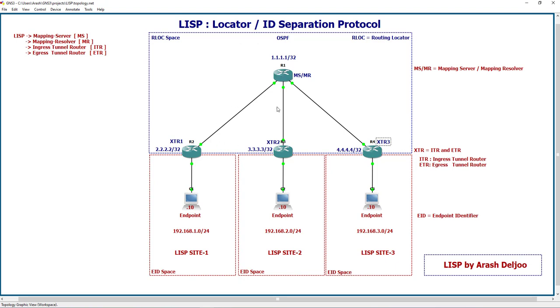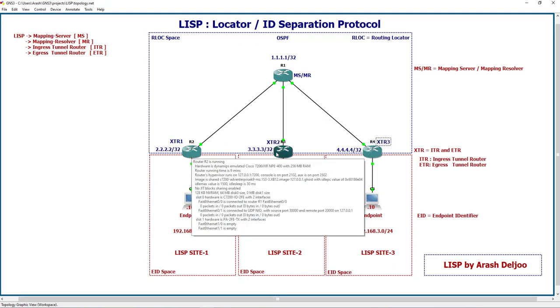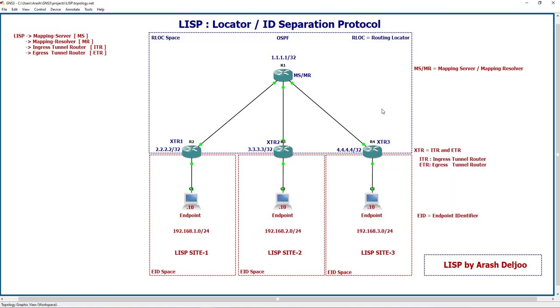Now we have 4 routers, R1, R2, R3, and R4. And as you can see here, R2 is connected to a LAN, R3 is connected to another LAN, and R4 is also connected to another LAN. Okay, this is our simple scenario.